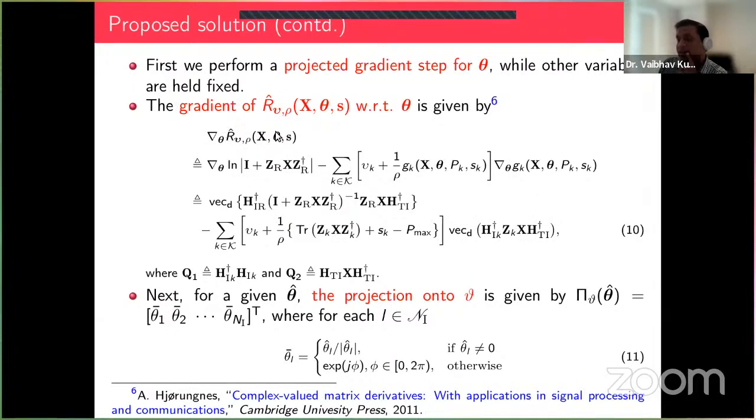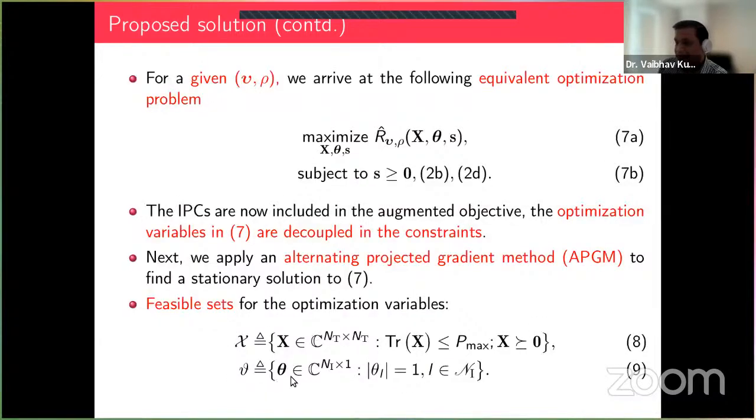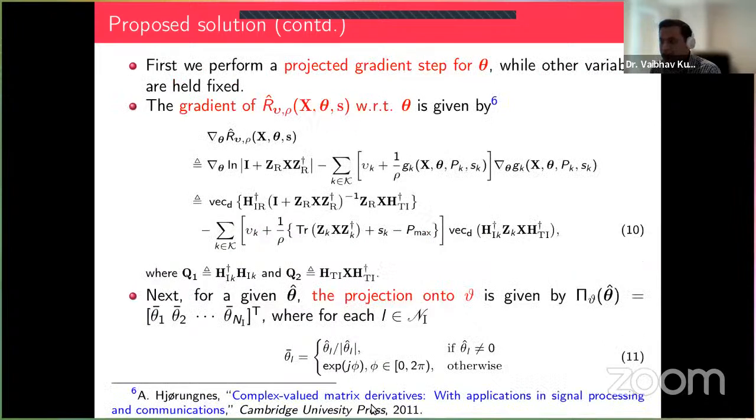We take the gradient with respect to theta, and we also do a projection step. If my theta is not in the feasible set that we have just defined, where the only condition is that each of the elements should be unit modulus, and it is not on the unit circle, we simply scale it. That is the scaling operation happening in 11. And if the modulus of any of the theta is 0, in that case, we randomly choose the phase e raised to the power j phi, which already has unit modulus.